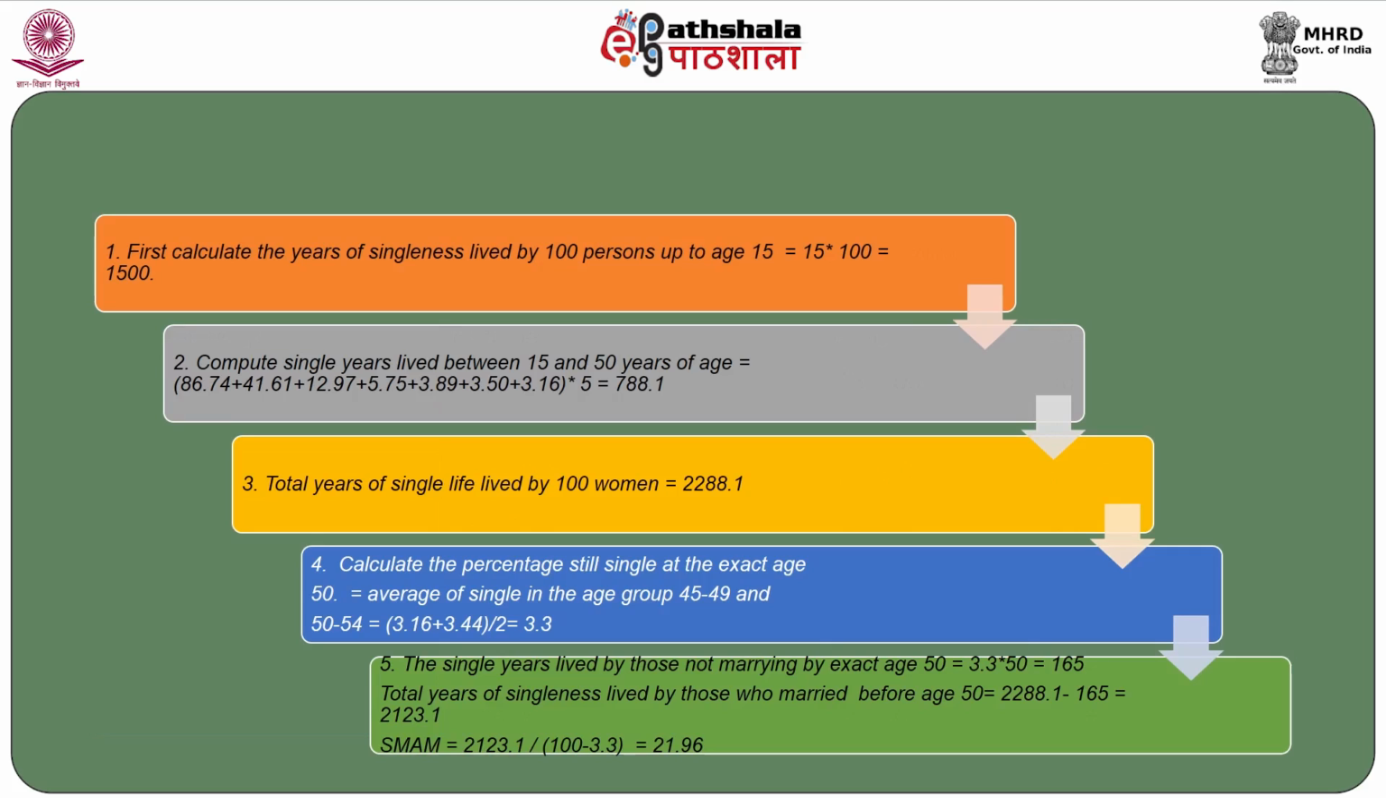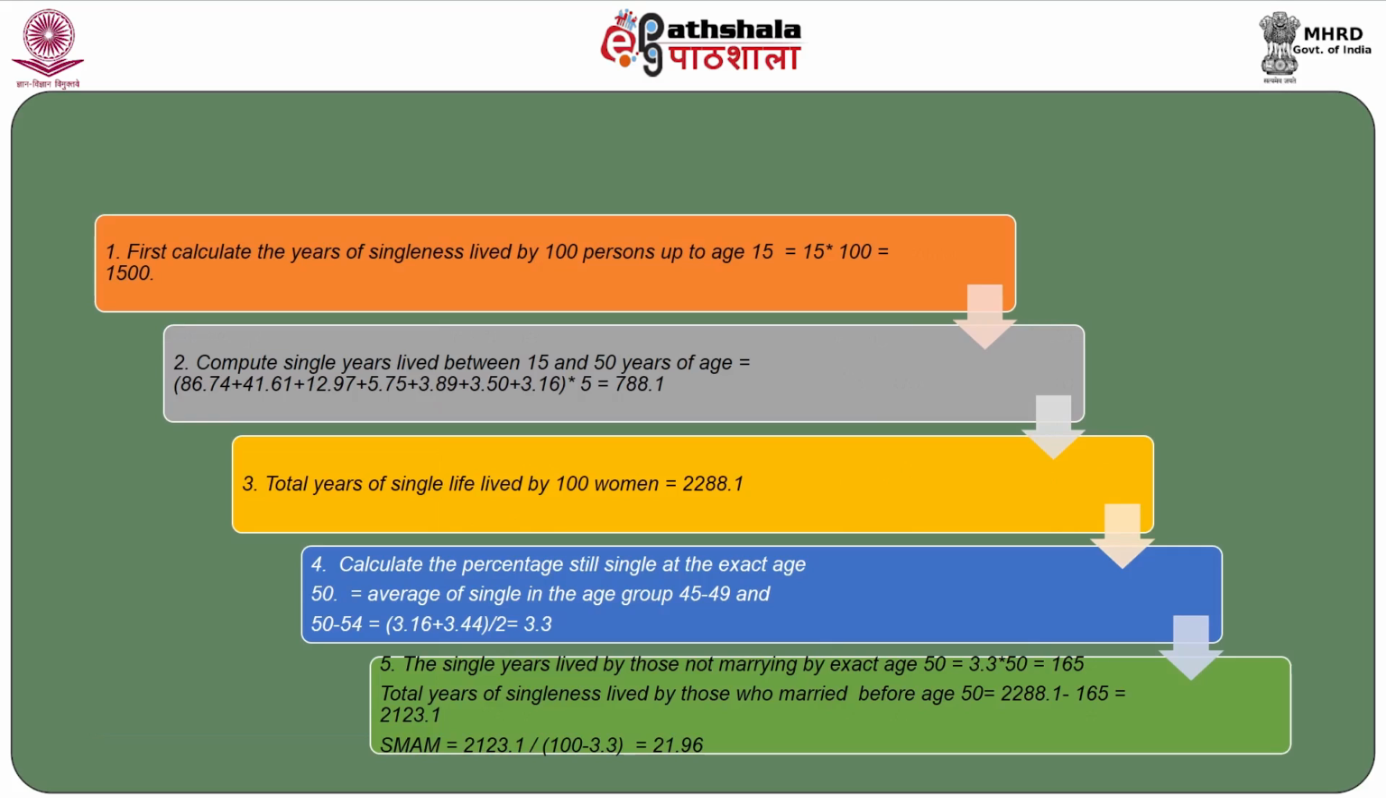So this also can be computed by average of single in the age group of 45 to 49 and 50 to 54. So the computation is given here. It is easy to understand and easy to absorb. Then step 5, the single years lived by those not marrying by exact age 50. Have a look at step number 5, and understand that.